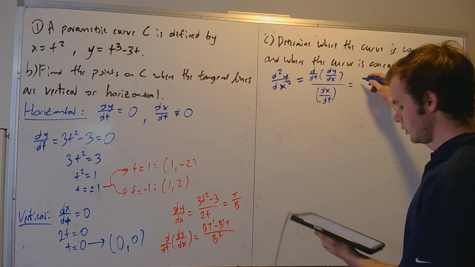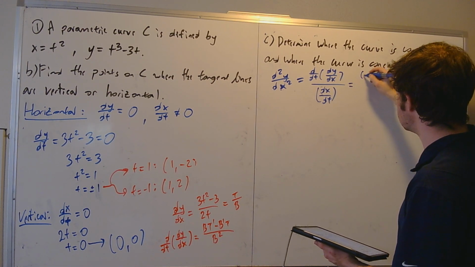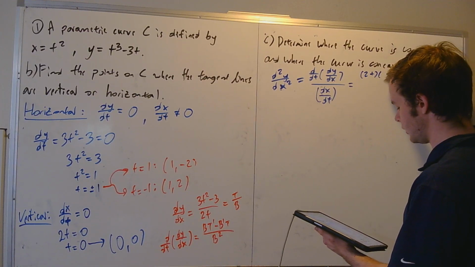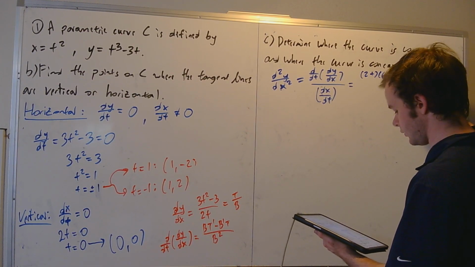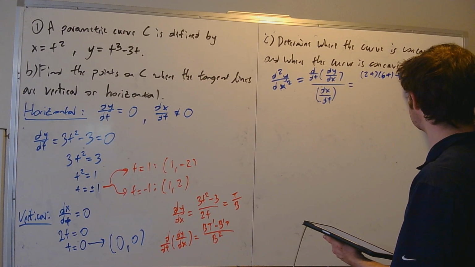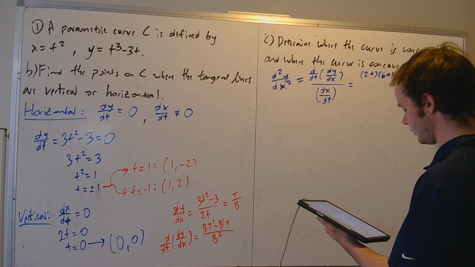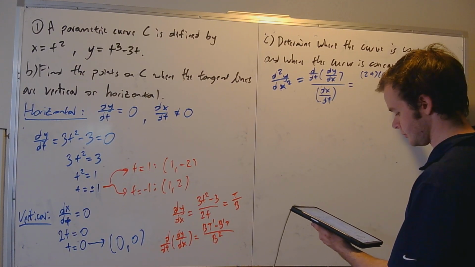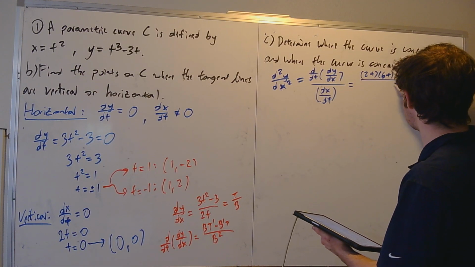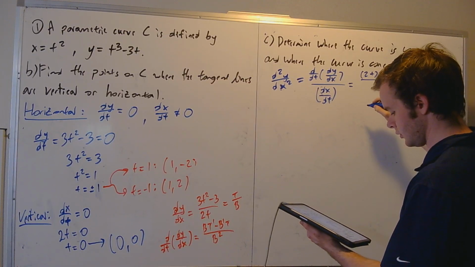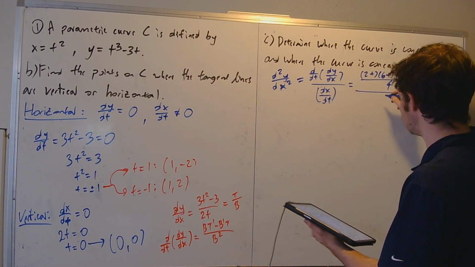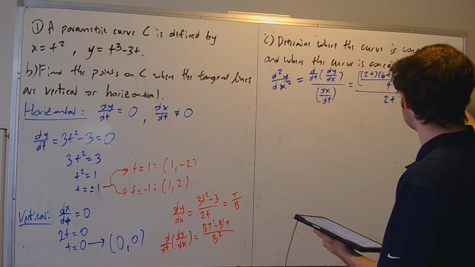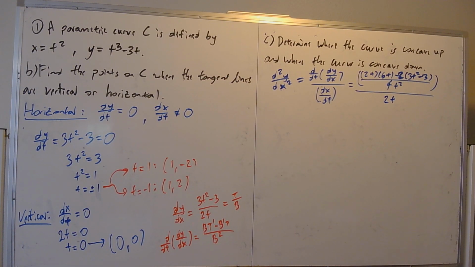So if we do that, and I encourage you to work this out, this is going to be 2t times 6t minus 2 times 3t squared minus 3 over 4t squared, and this whole fraction is over 2t. Now, you don't have to write the parentheses with these, but I just find it's helpful to remember that it's the top fraction divided by 2t.